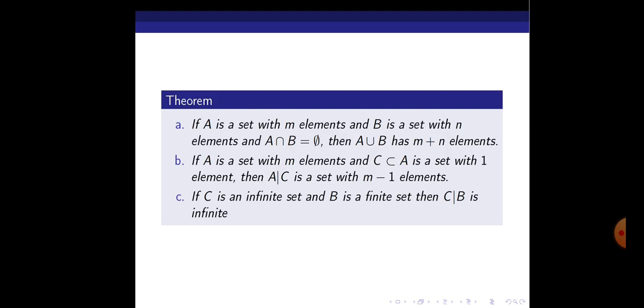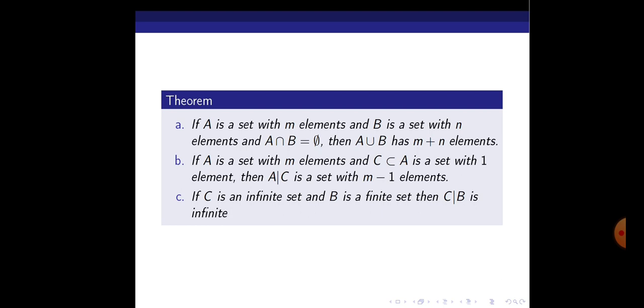The second argument is, if A is a set with m elements and C is a set with only one element, then A minus C is a set with m minus 1 elements. We can prove this argument in two ways.